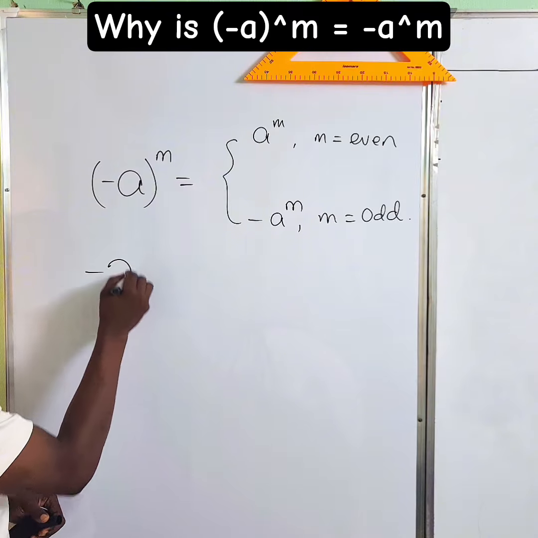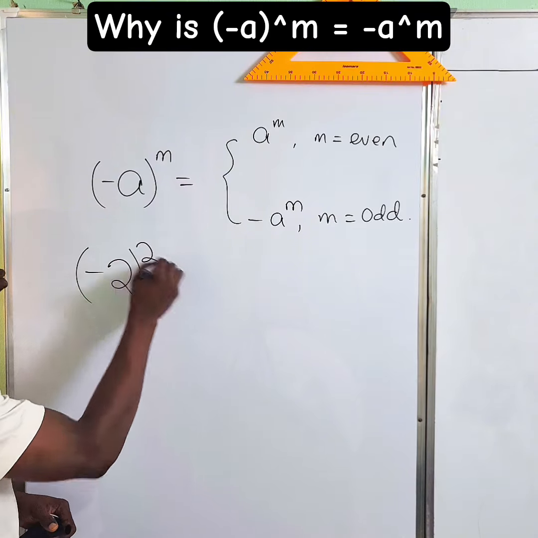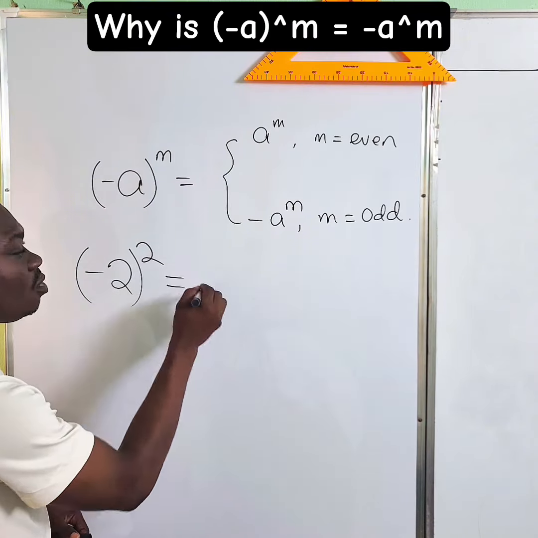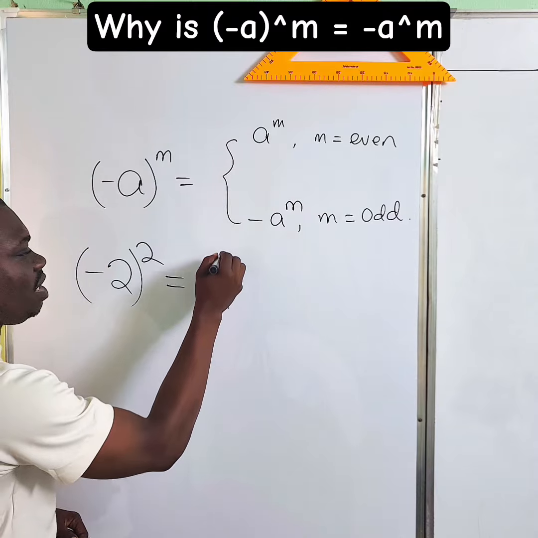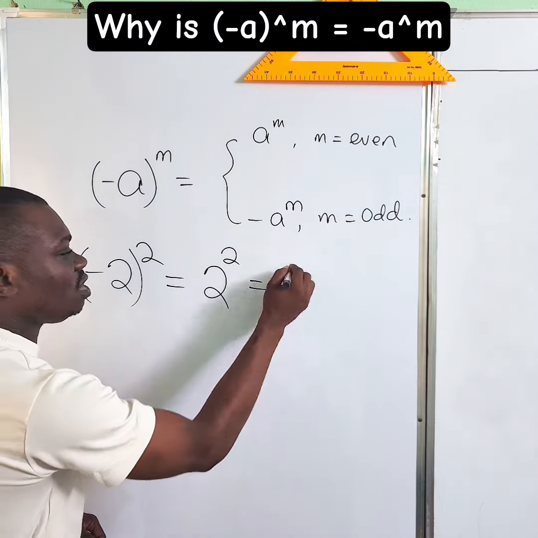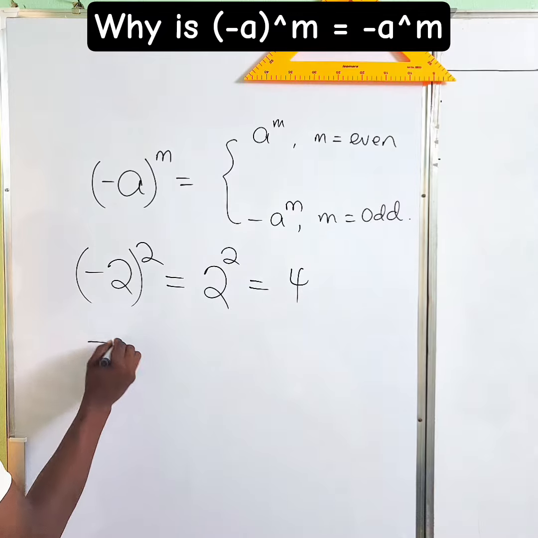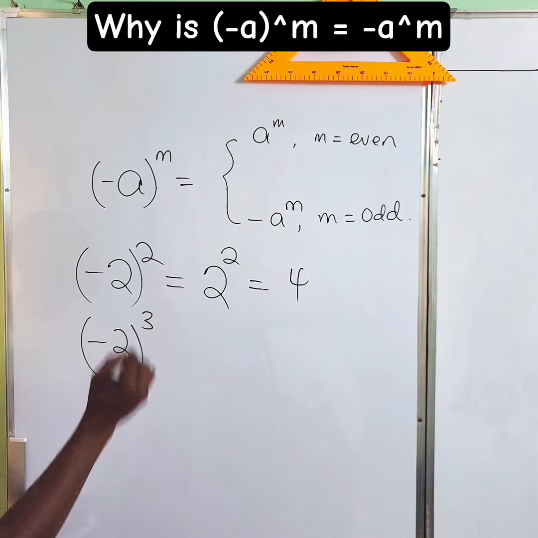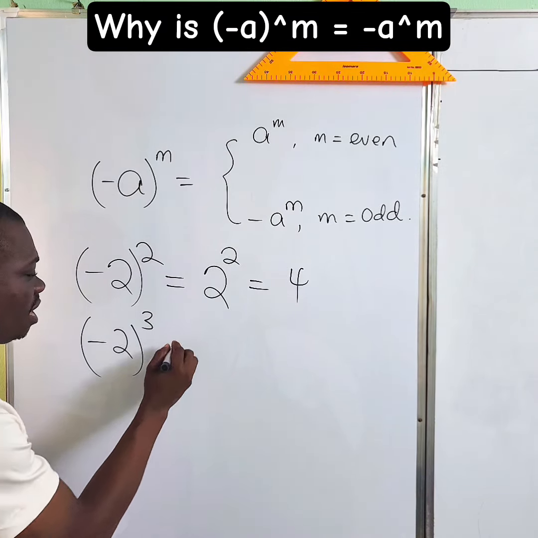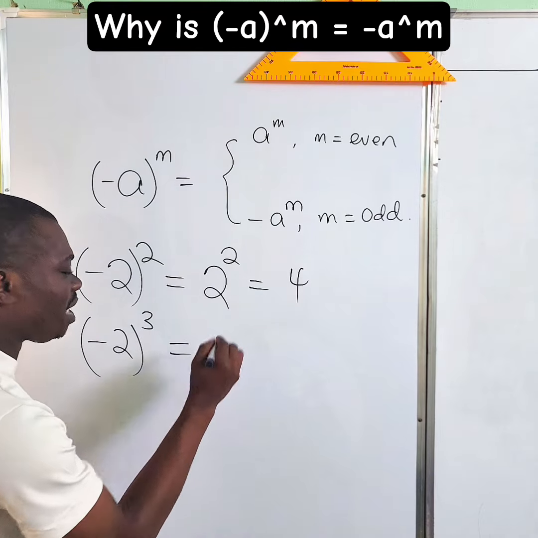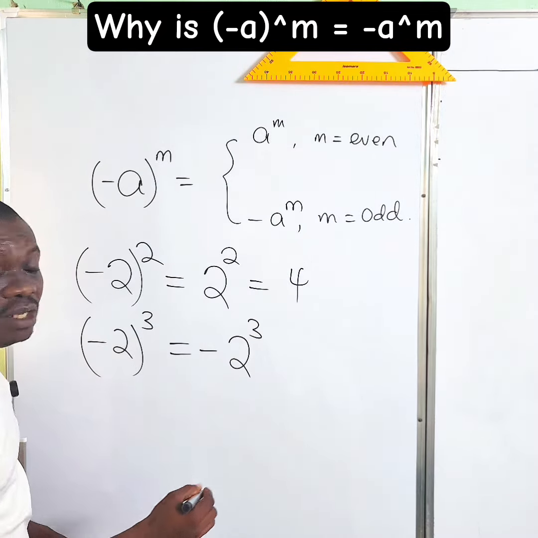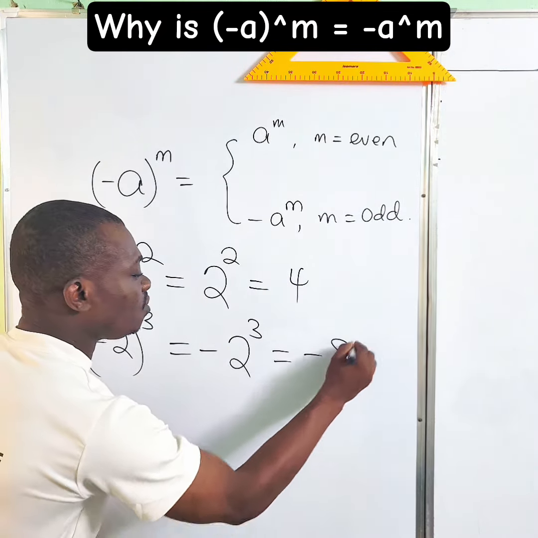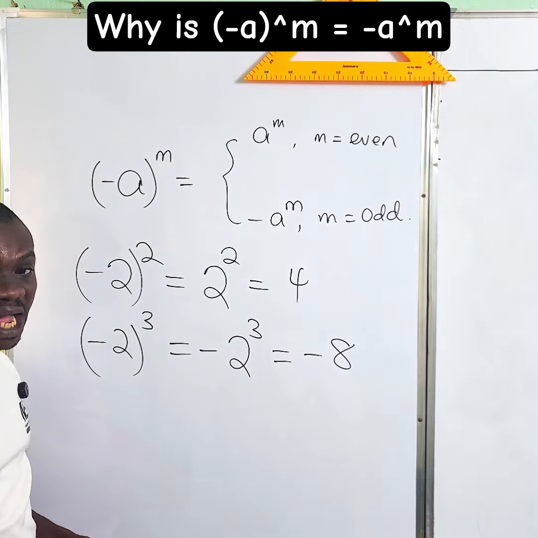For instance, if you have minus 2 raised to the power of 2, this is equal to, from what I said there, the same thing as 2 to the power of 2, which is 4. And then if you raise minus 2 to the power of, say, 3, being an odd number, it is the same thing as just having minus 2 to the power of 3. And 2 to the power of 3 is what? 8. So your answer will be minus 8.